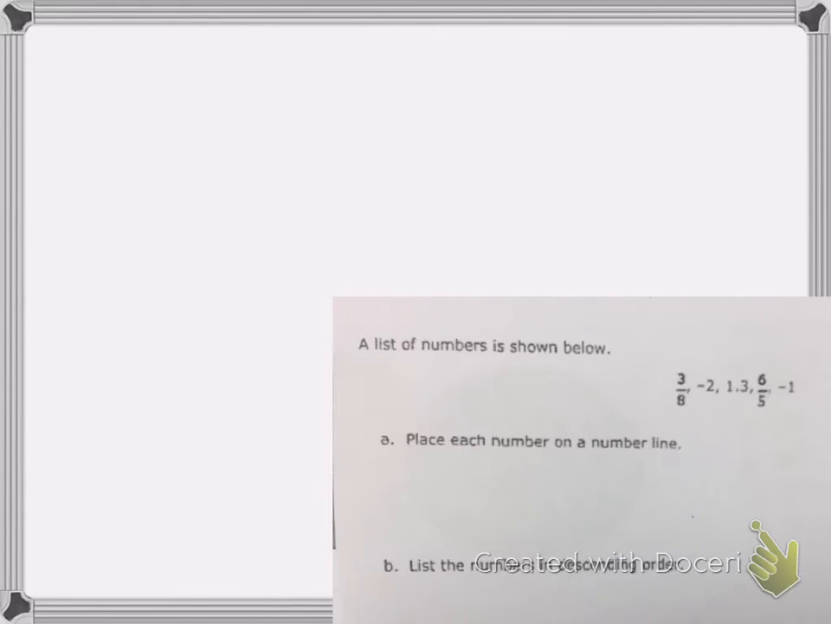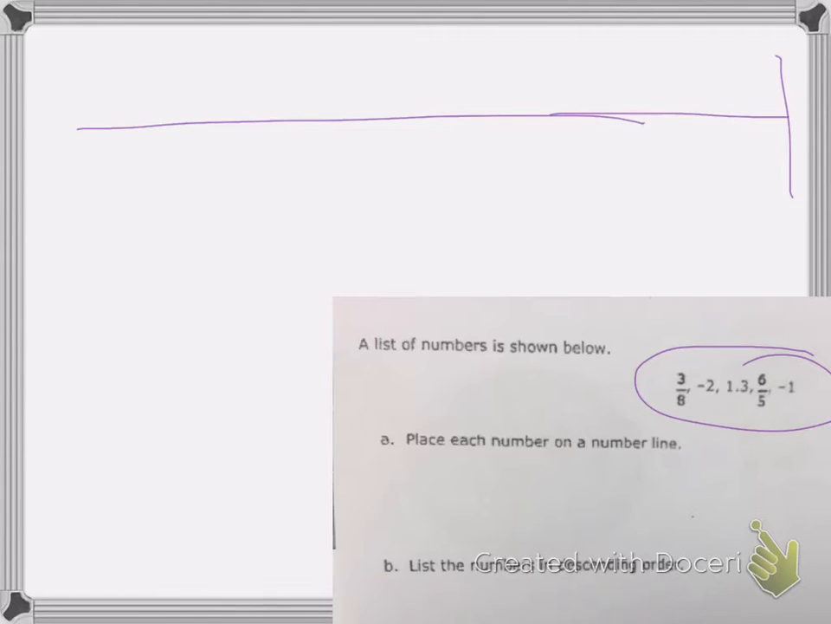Now this says a list of numbers is shown below. So there's my list of numbers. Place each on a number line. So you'd have to put them on a number line. Here's 0 in the middle. Let's see, this is going to be -2. Boom, on the number line.